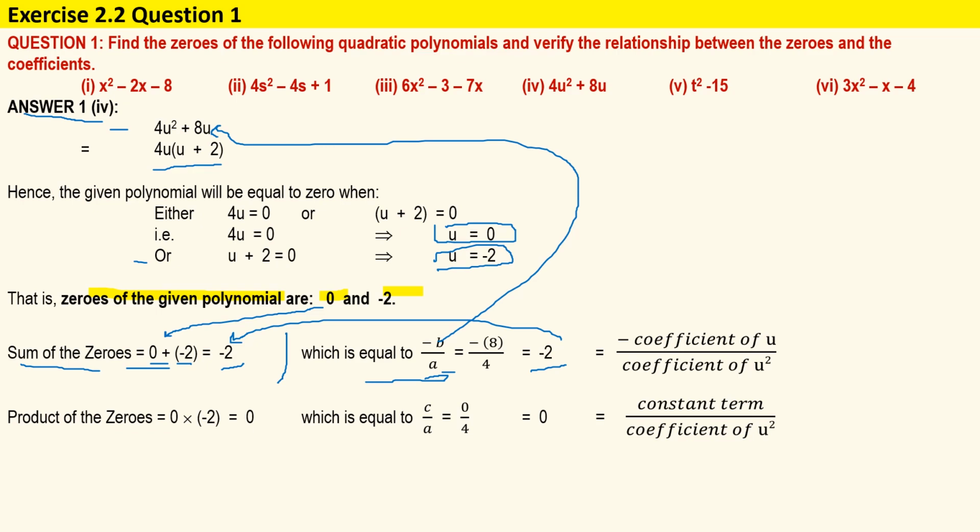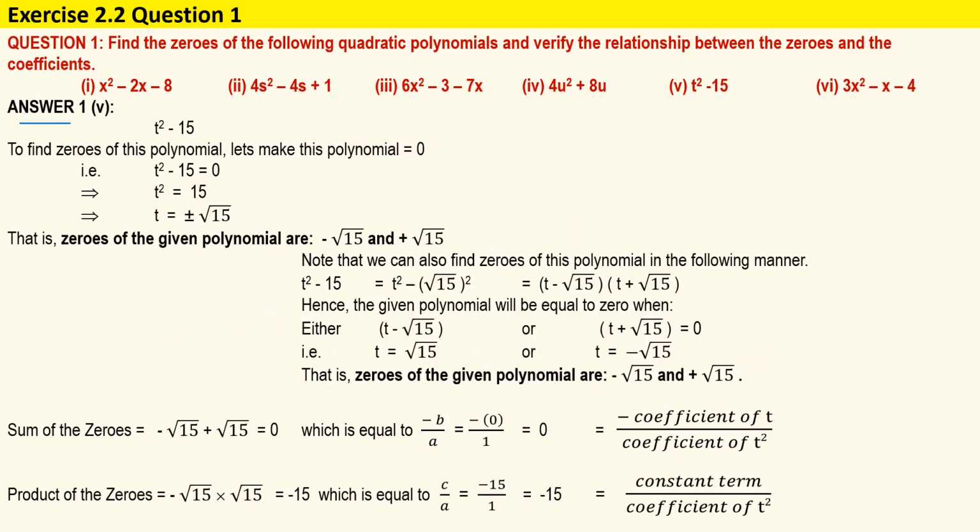Similarly, the product of the zeros will be 0 multiplied by minus 2, which is equal to 0, which is equal to c by a, which is equal to 0 by 4, because c in our case is 0, hence it is equal to 0, and we have verified the relationship between coefficients and the zeros.